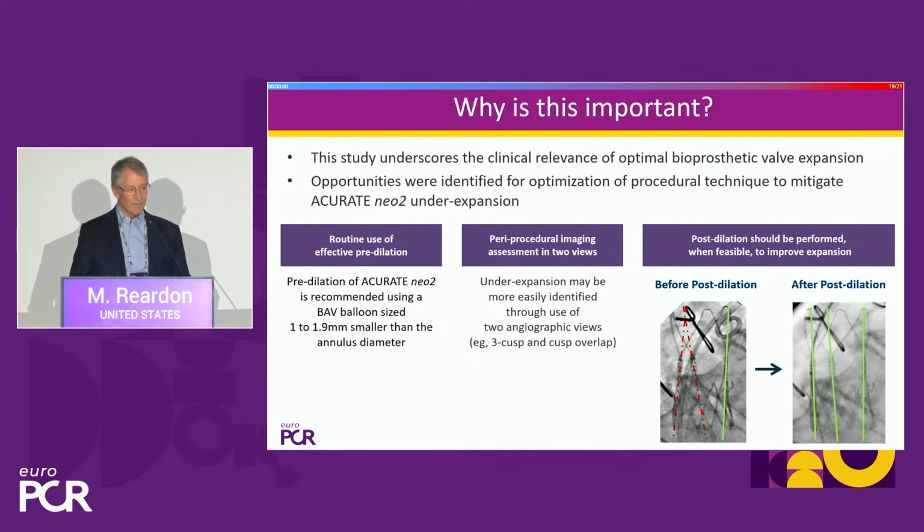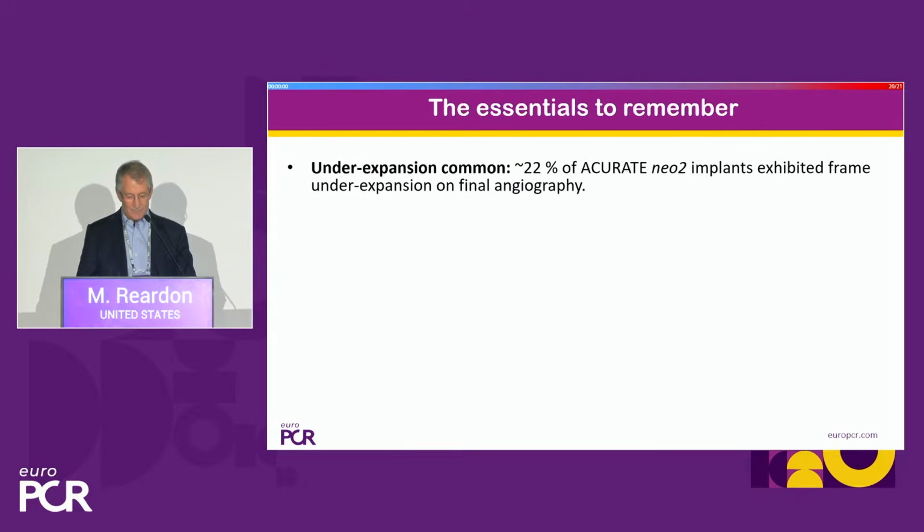A number of the balloons that were used in this were smaller than what we recommended, which was 1 millimeter less than the perimeter-derived diameter. 2/3 of these were Edwards. Many of my Edwards sites don't pre-balloon with their Edwards, and they were told they had to do a pre-balloon, so they just ballooned it with something like they would with an Edwards, with an 18 balloon, and just moved on. So I think some of this was a lack of knowledge and following the IFU on our part. Post-dilatation should be performed when feasible to really improve expansion.